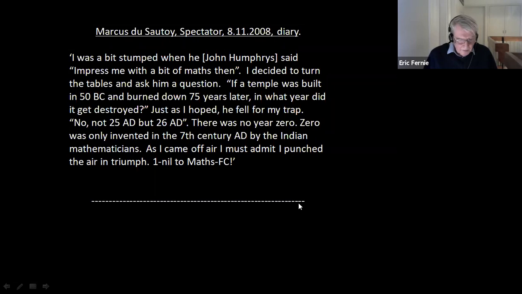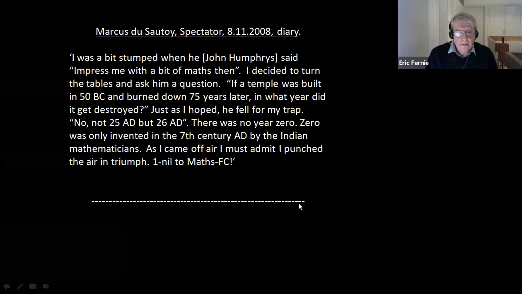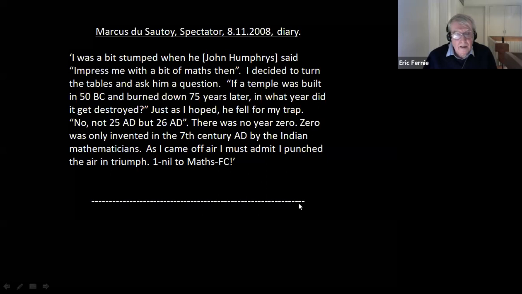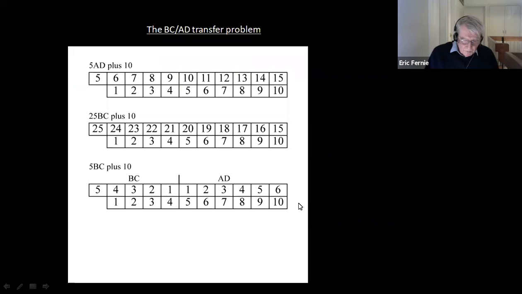Now, I want, first of all, to illustrate the point that du Sautoy is making about the error that happens when you count across the BC-AD divide. And I think this helps to do it. I've reduced the age of the temple from 75 years to 10 to make it more manageable in the diagram. So you look at the first one. A temple built in 5 AD and destroyed 10 years later will be destroyed in 15 AD, straightforward.